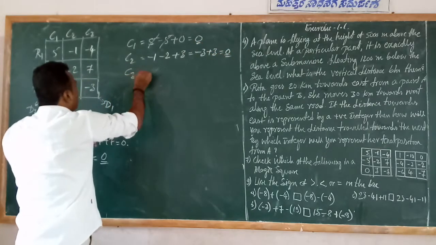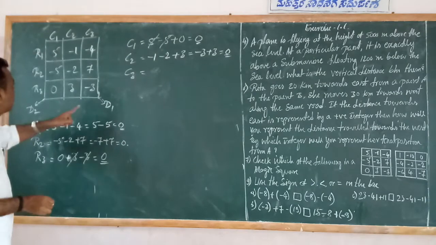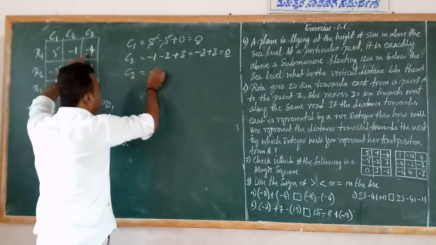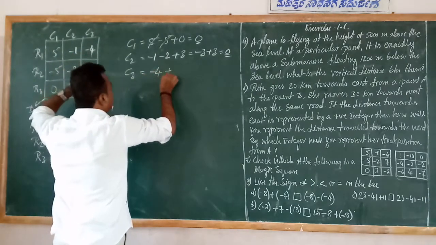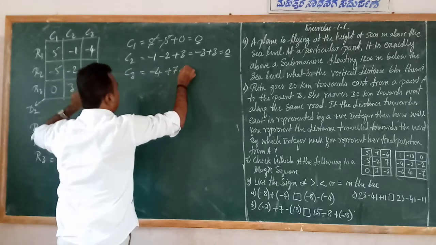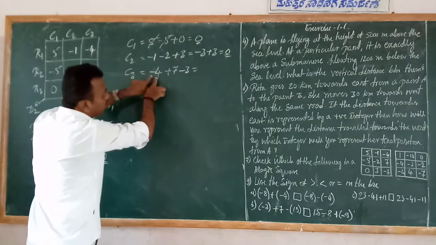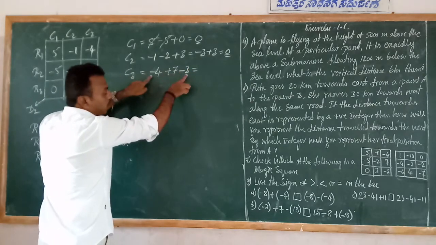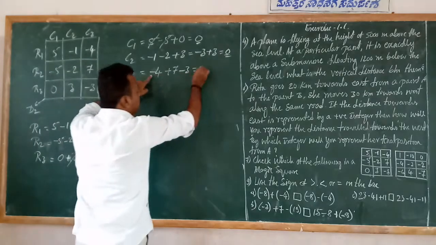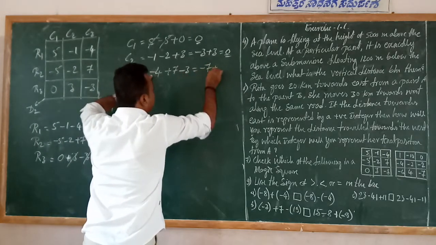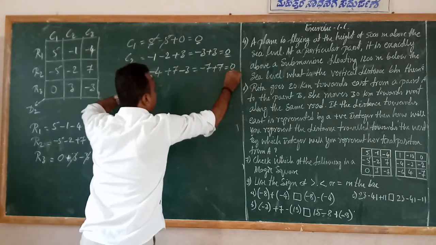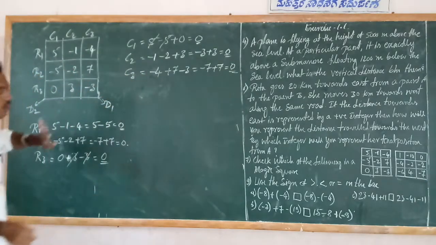So C3, what is the C3? Minus 4 plus 7 and minus 3. Students, minus 4 and minus 3, the same sign, we have to do addition. Minus 4 minus 3 becomes minus 7. So remaining is plus 7. Minus 7 plus 7 becomes 0. So C1, C2, C3 are completed.